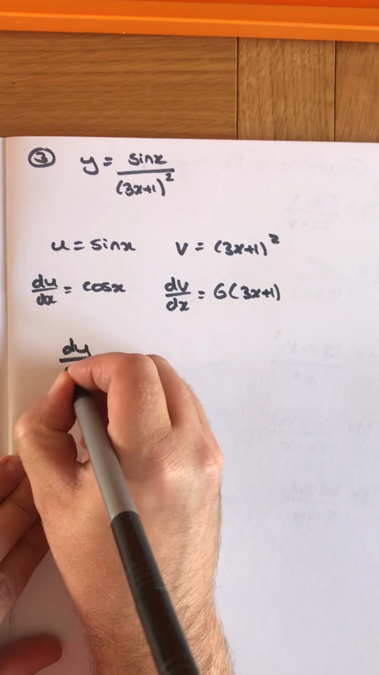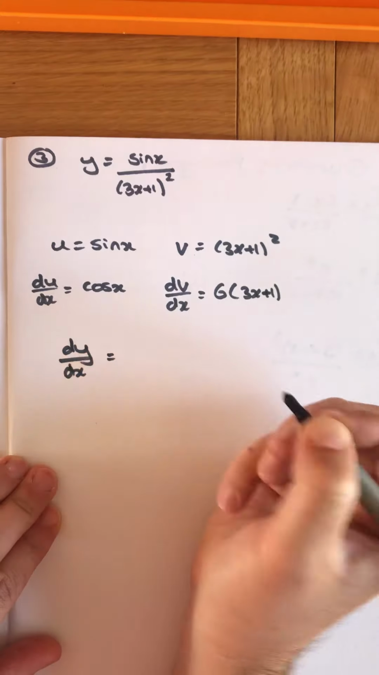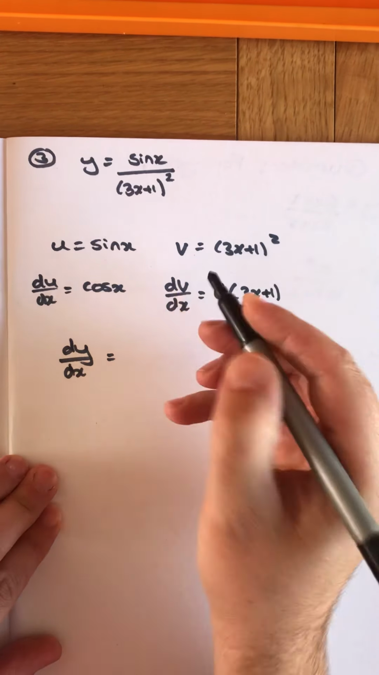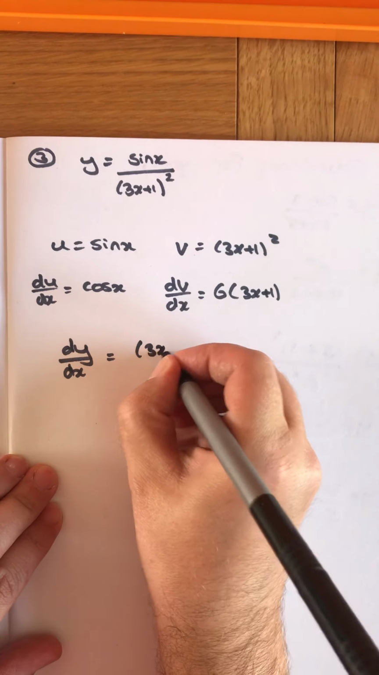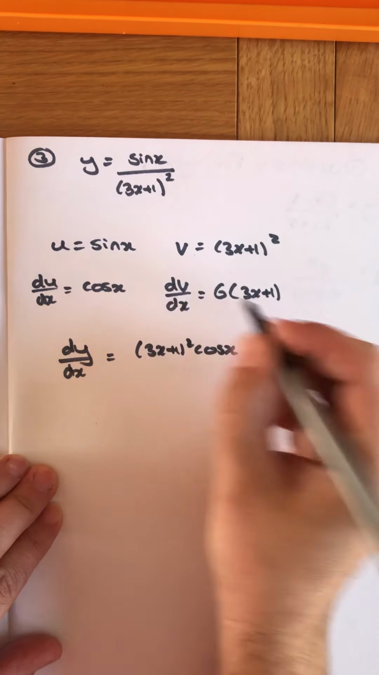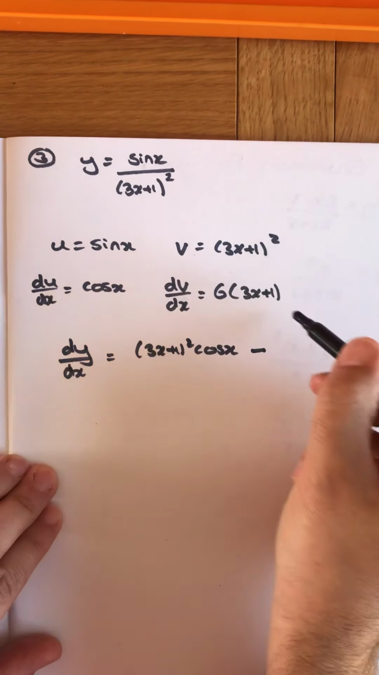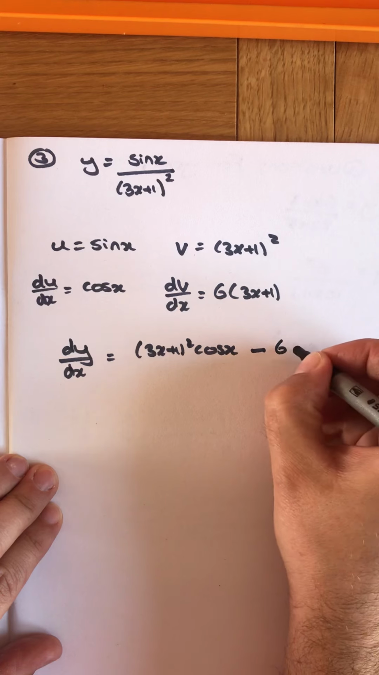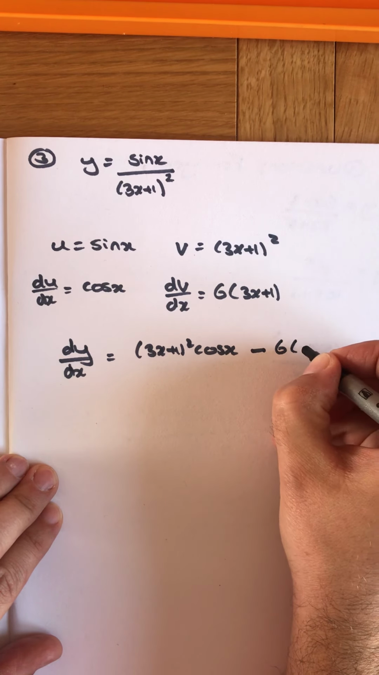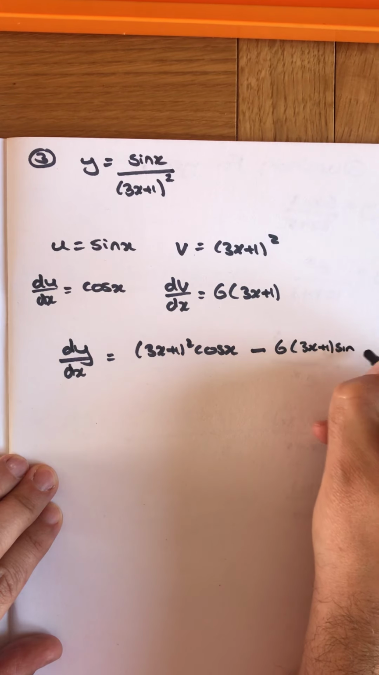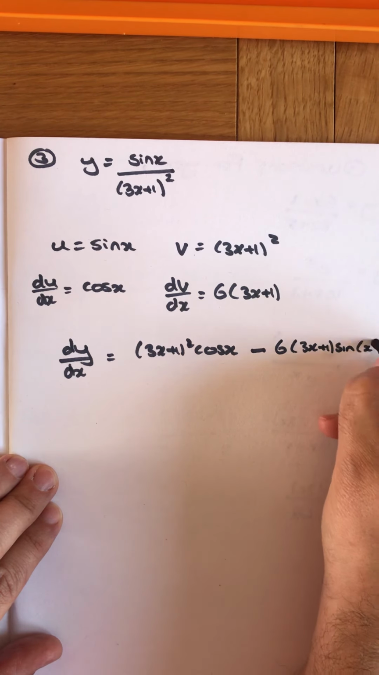So then I'm ready, got my constituent parts to put into dy/dx. I've got times v with du/dx. So we're going to have 3x plus 1 squared times by the cos x. Then we subtract, times these two things together. I'll put the trig bit last just so we know that the 6 lots of 3x plus 1 is a factor and not sine of them.